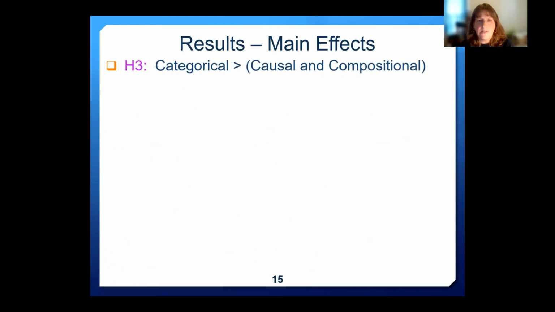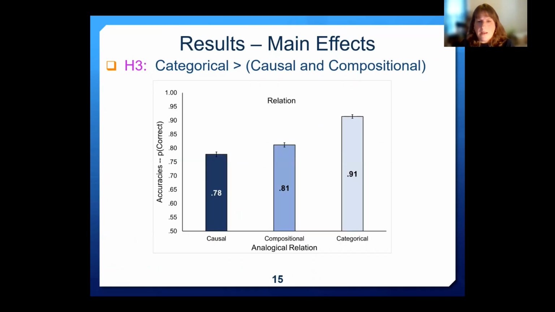Moving on to the relations, recall that we predicted the categorical relations would have higher accuracies than the causal and the compositional. And we found a main effect for relation type, again, a pretty robust effect here. And our hypothesis was supported that the categorical relations indeed had higher accuracies than the other 2. We also found that the compositional relations had higher accuracies than the causal.